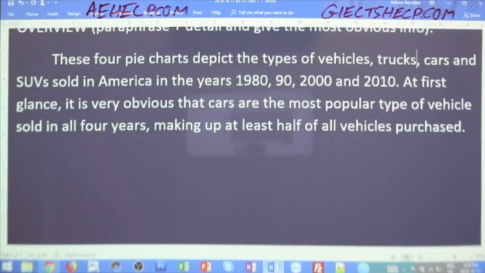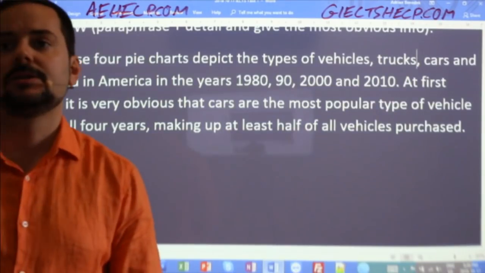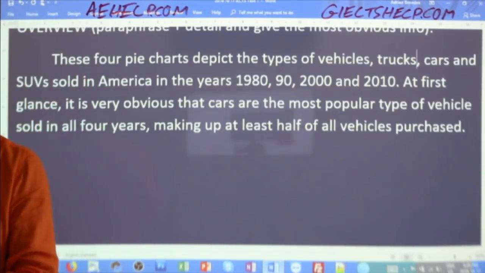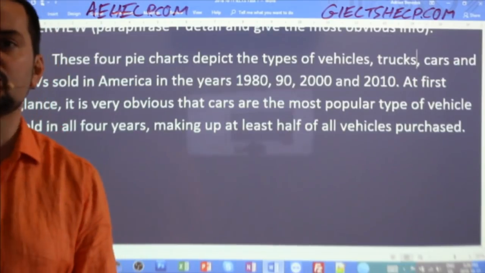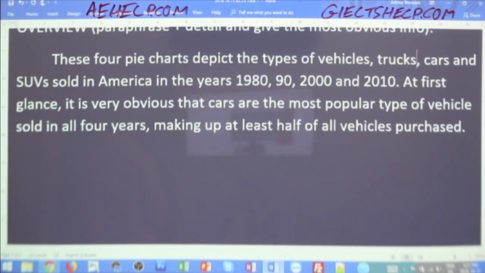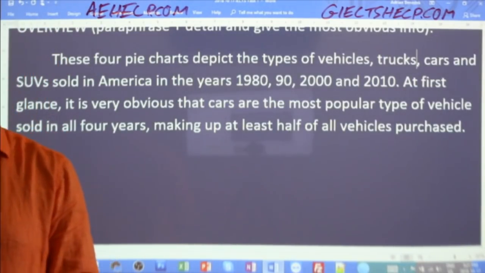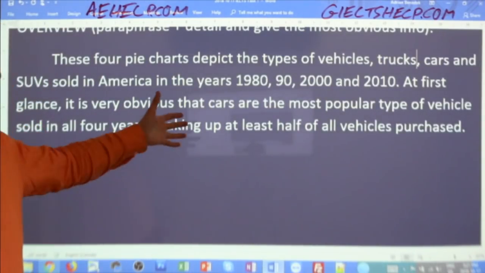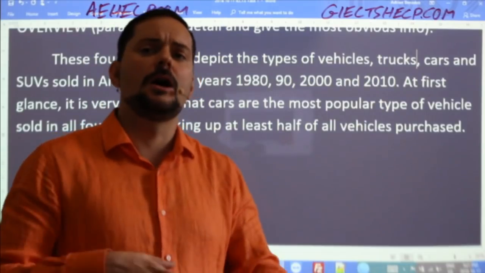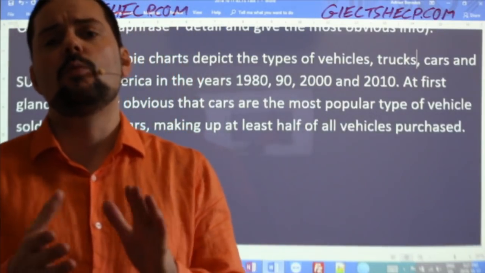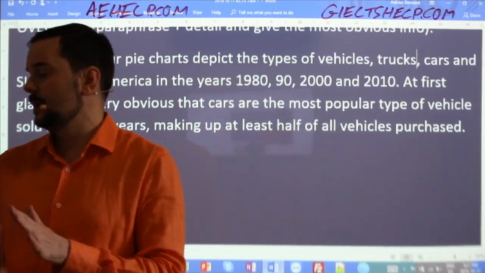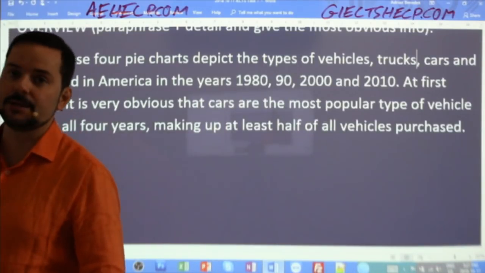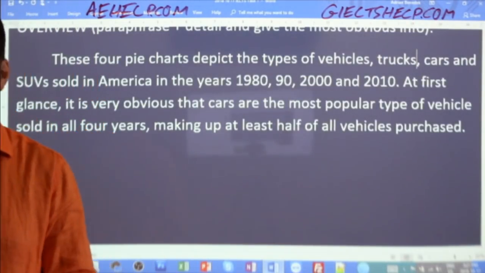Okay, what should I do next? Kesra says the predominant type of vehicle sold in all 4 of these years are cars. Not these charts, Kesra. It's weird to refer to it as charts. So what do I do next? I have my overview now. It's looking good. What is my next step? What do I do after I've written my overview?